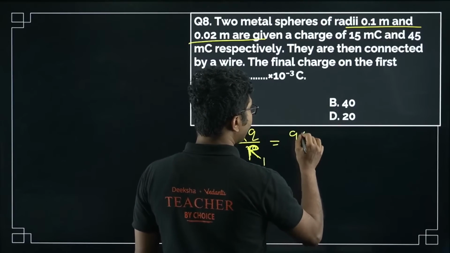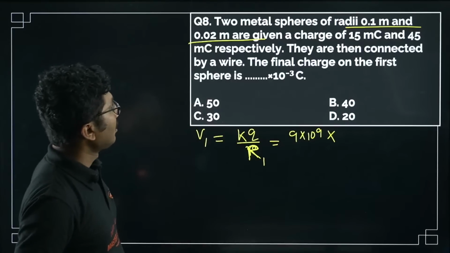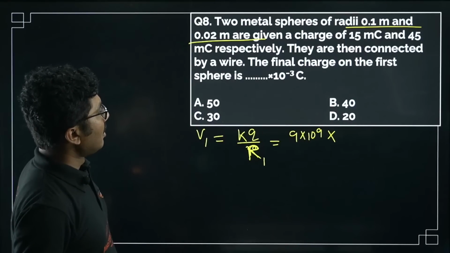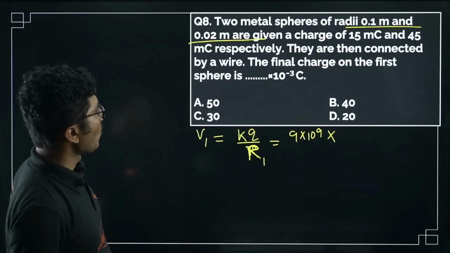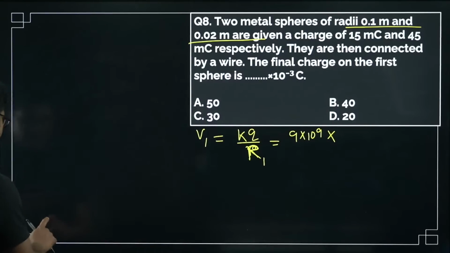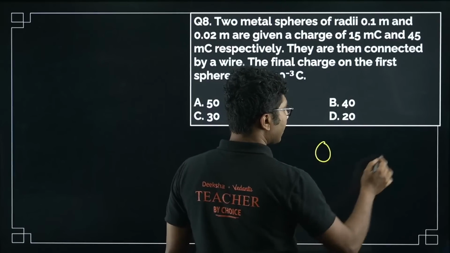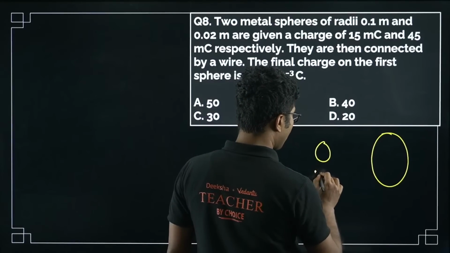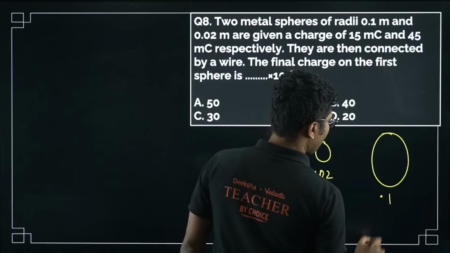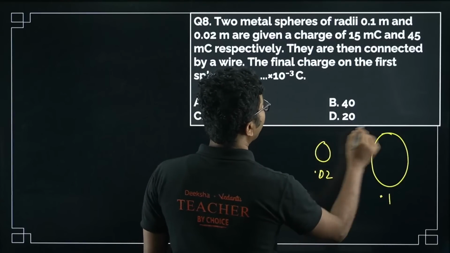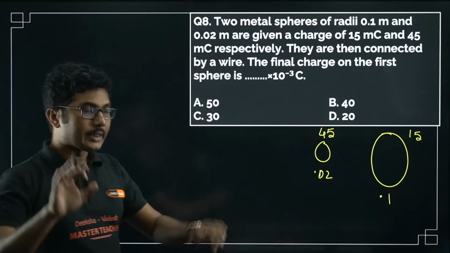So 9 into 10 to the power of 9. Okay. What I will do, I will just do one thing. So there was one sphere, there was one bigger sphere. Okay, this is 0.1, this is 0.02, this is 0.1. Okay, one of them was given 15 and this one was given 45. Okay, so we will do it in a shortcut way.